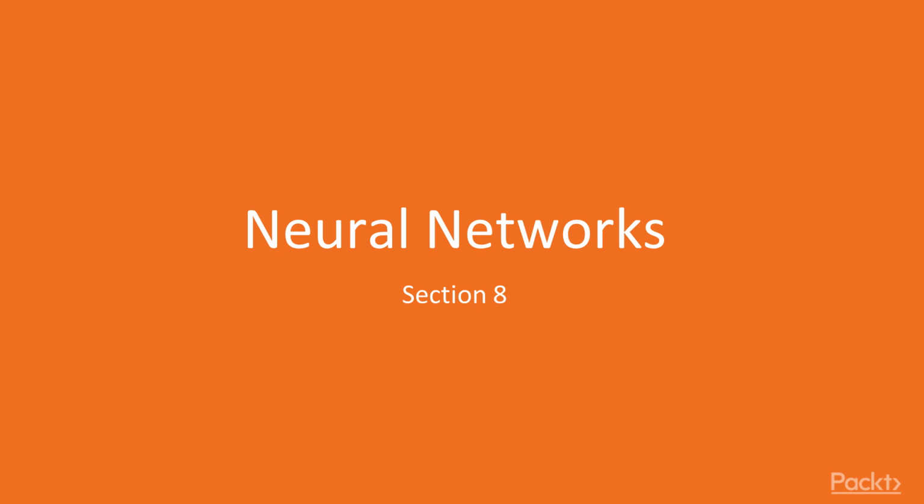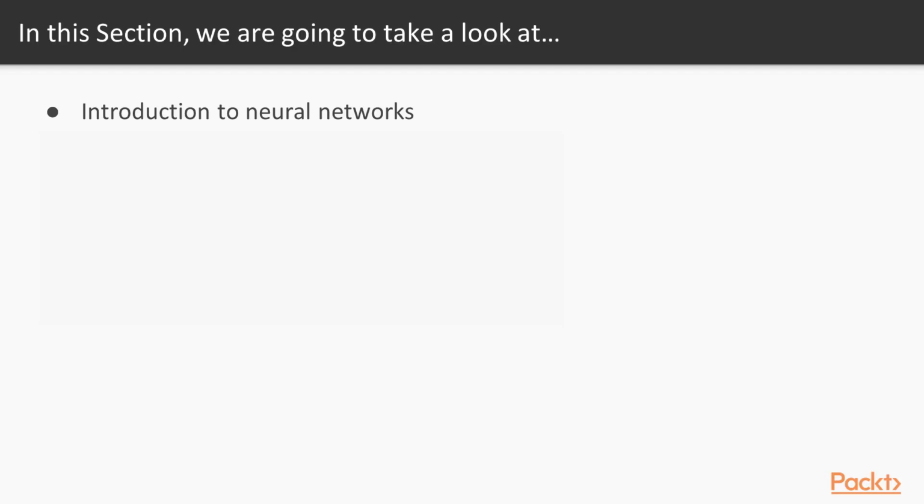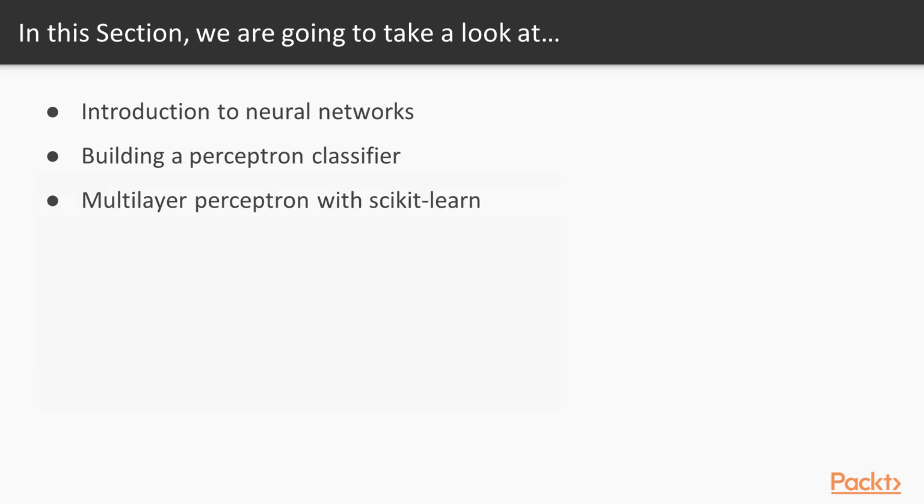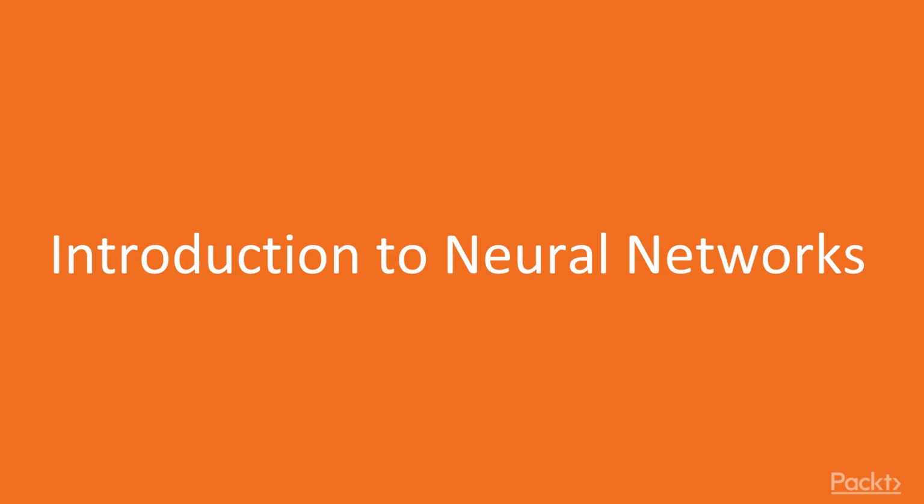In this section, we are going to take a look at neural networks. We're going to introduce neural networks, then build a perceptron classifier. Then we're going to build a multi-layer perceptron using scikit-learn, and then we're going to use a model building ensemble technique called stacking.